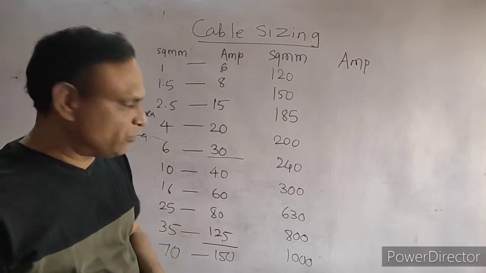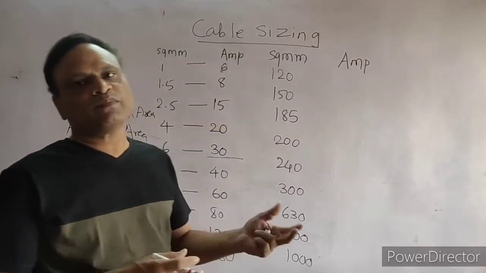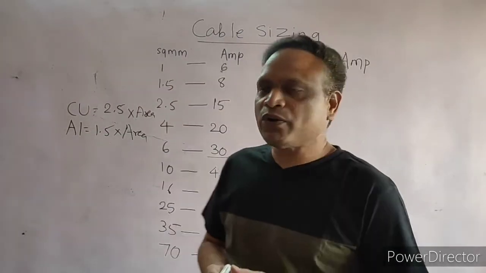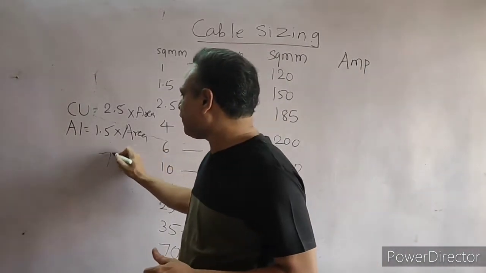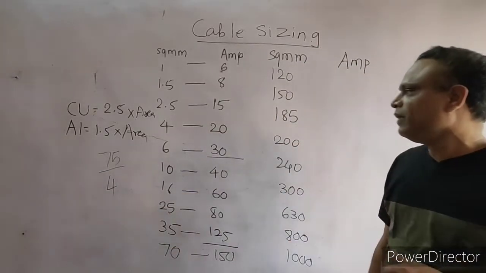So it is a rough calculation. That means if my current is 70 amperes, so it is more than 30 amperes and less than 125 amperes, I have to divide it. See, I have told you that the current is 75 amperes. So 75 amperes, if it is divided by 4, what do I get?